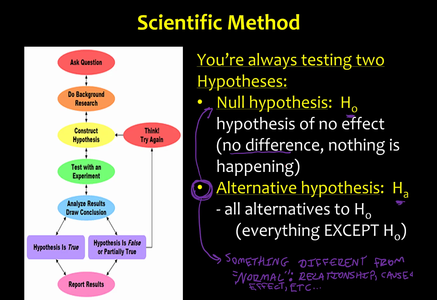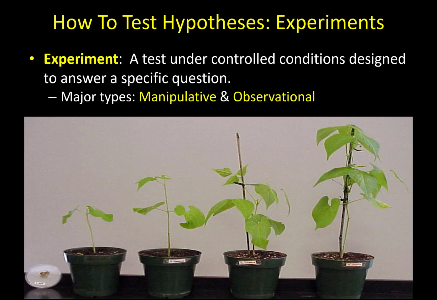Rats are not active at night in order to avoid their predators during the day. Rats are active at night for some other reason. Or maybe rats aren't more active at night at all. The null hypothesis indicates that the relationship you think exists doesn't. Any alternative to that, any relationship that does exist, any cause and effect that does exist, all of those are alternatives to H naught. So we call them the alternative hypotheses. I'll give you examples of what this looks like. We'll talk about H naught and HA in the context of experimentation.